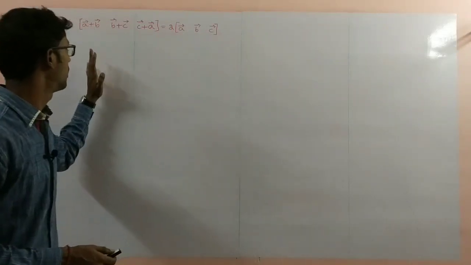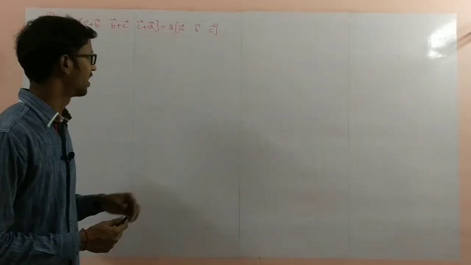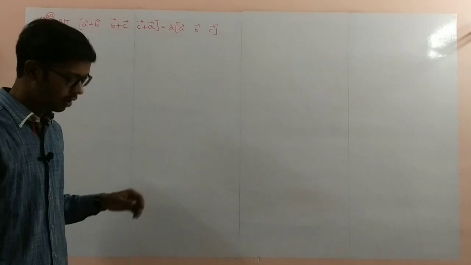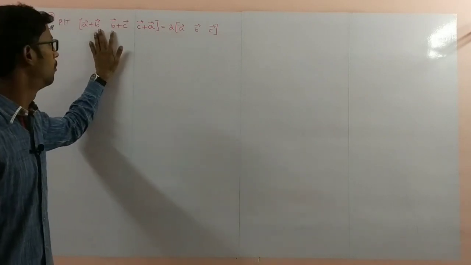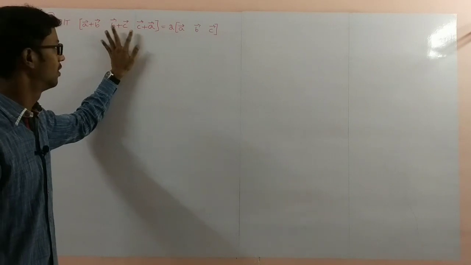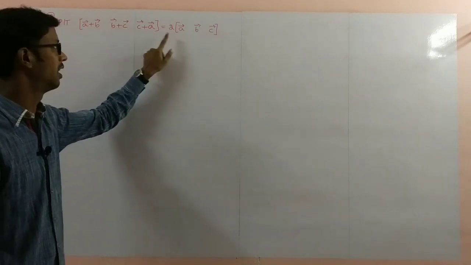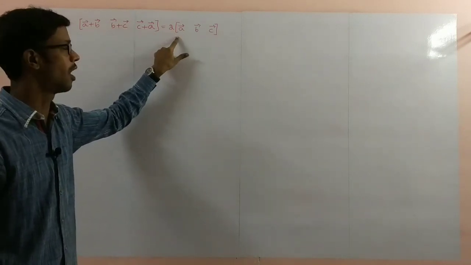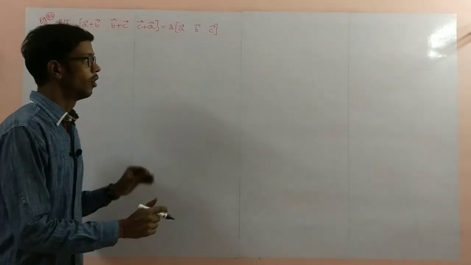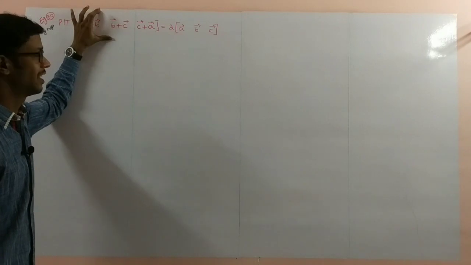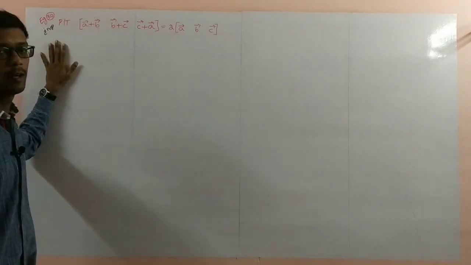Now, see the problem, example 30. Prove that box of (A bar plus B bar), (B bar plus C bar), (C bar plus A bar) equal to 2 box of A bar, B bar, C bar. So, first of all, we have to take the LHS part, and this is the important problem here.